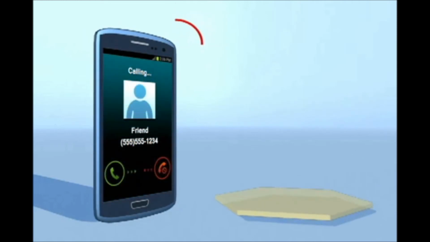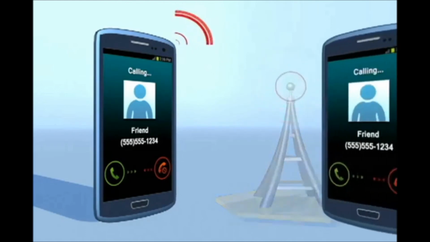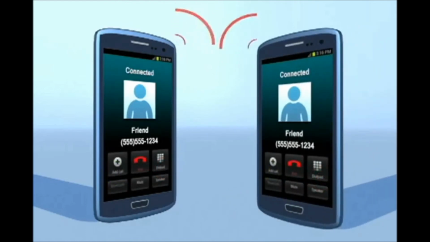The MTSO picks a frequency pair that your phone will use in the cell that will take the call, and once your phone and the tower switch on those frequencies, the call is connected. Now you are talking by a two-way radio with a friend.